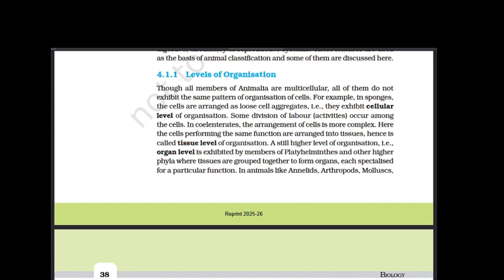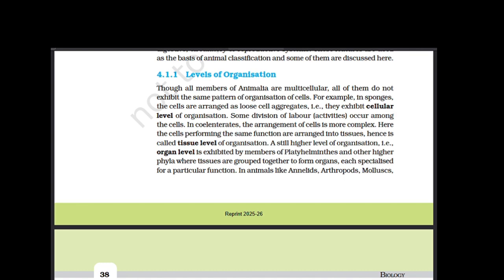In coelenterates, the arrangement of cells is more complex. Here the cells performing the same function are arranged into tissues, hence it is called a tissue level of organization. A still higher level of organization, that is organ level, is exhibited by members of Platyhelminthes and other higher phyla, where tissues are grouped together to form organs, each specialized for a particular function.